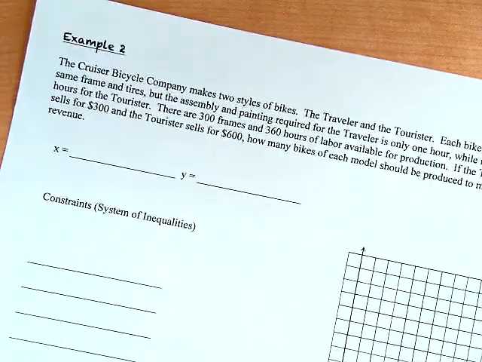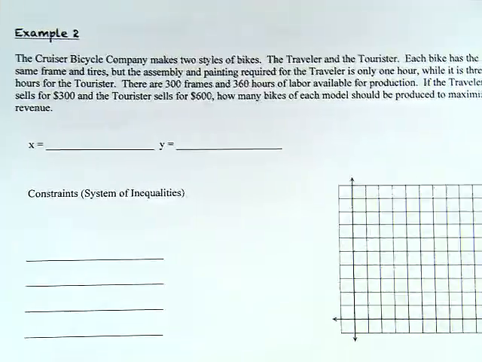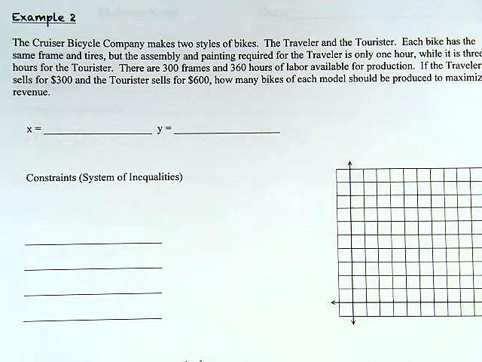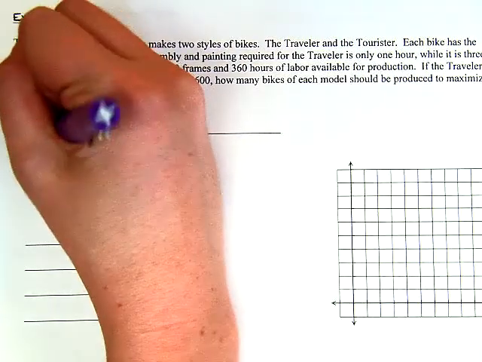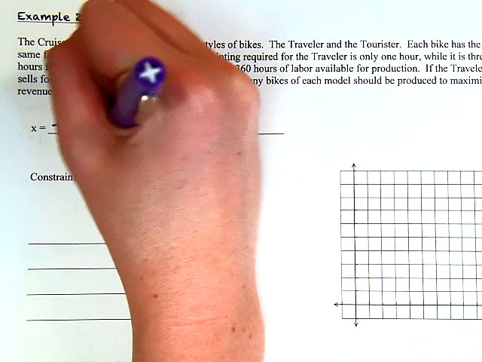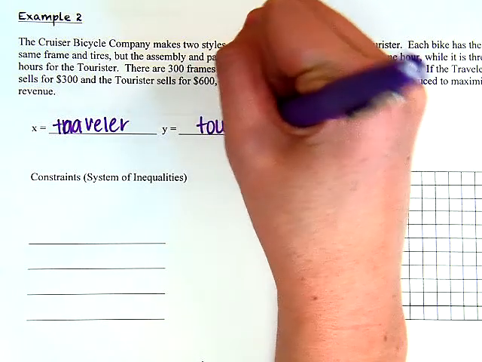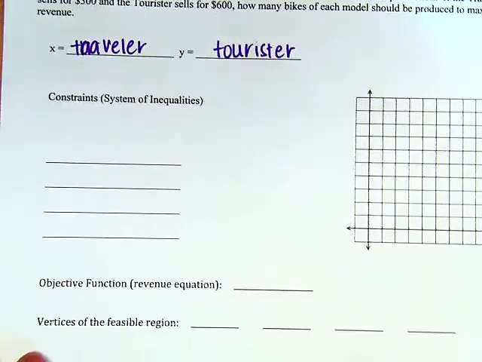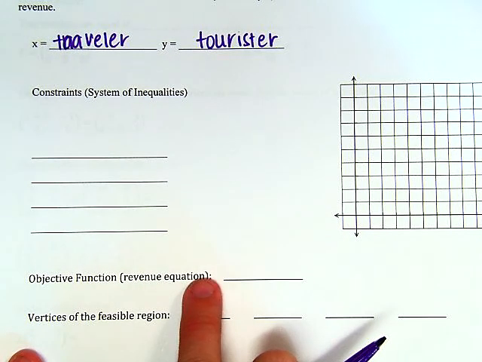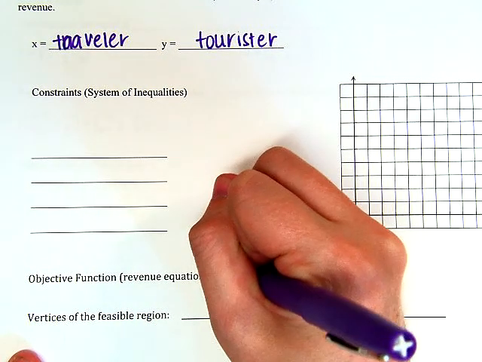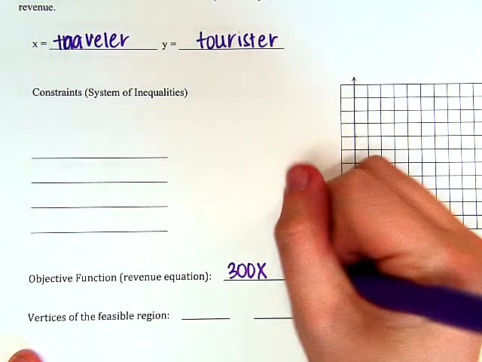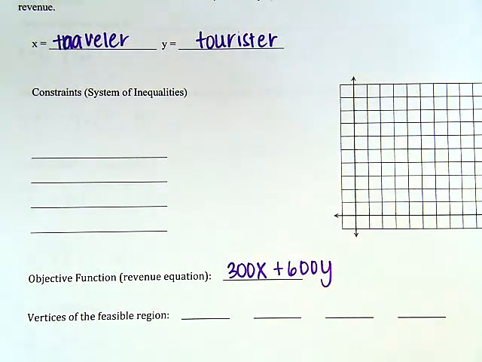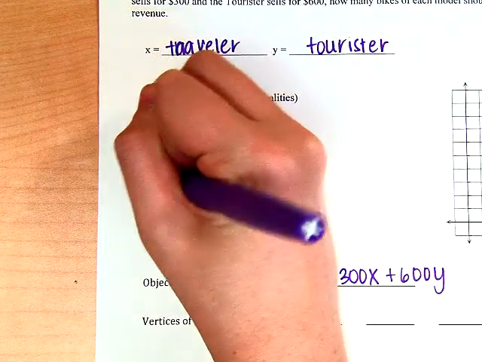Let's do one more. Example 2 talks about a bike company that makes two styles of bikes, the Traveler and the Tourister. So those are my variables, Traveler and Tourister. It gives a bunch of information about them, so what I want to get down to is my revenue. How much do they make off each? My Traveler makes $300. My Tourister gives me $600. There's my revenue. Again, my constraints, almost always, those two are there.